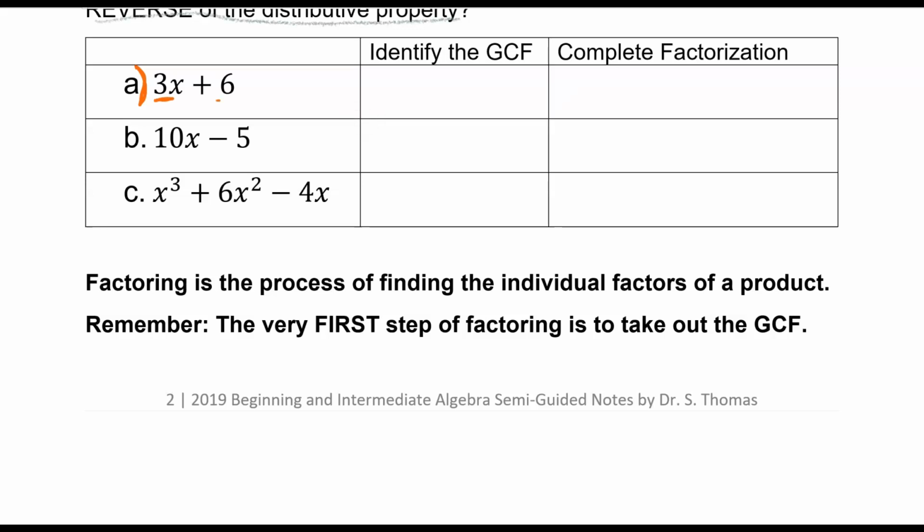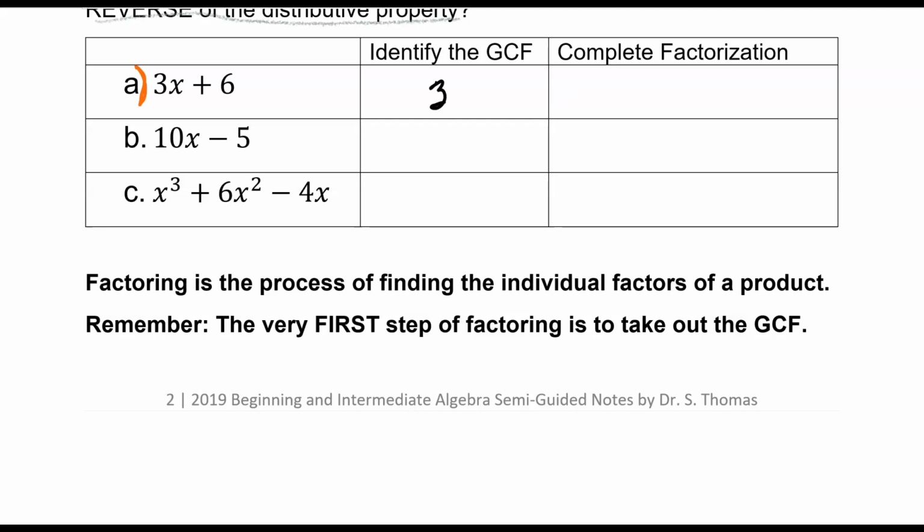Well, we have 2 terms. So we're trying to figure out what is in common with these 2 terms. We have a 3x, we have a positive 6. What is in common with those 2 terms? Well, it may not be so obvious, but 3 is the only thing that's in common with 3x and positive 6. Since that's the only thing that's in common, that's the largest number that can divide into both, then 3 is our greatest common factor.